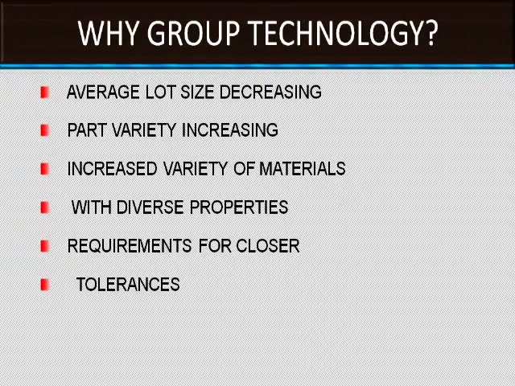Nowadays, if you observe the manufacturing of the components worldwide, average lot sizing is decreasing. Part variety has been increasing. Number of parts being produced or part variety is increasing. Increased use of variety of material for these parts for diversified properties and requirement of closure tolerances. These are all the various reasons parts varieties is increasing, part characteristics are increasing, and there is some methodology which is required to exploit the sameness so as to reduce the cycle times of design as well as manufacturing.